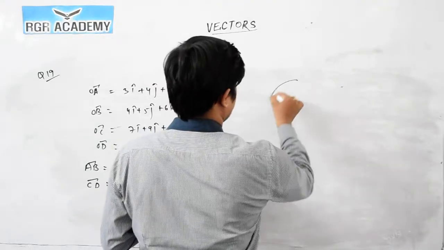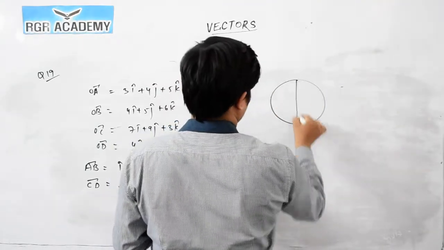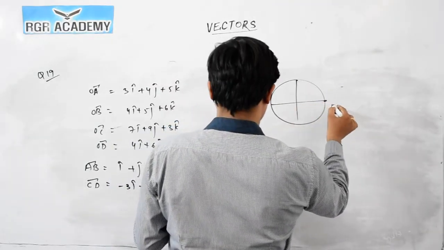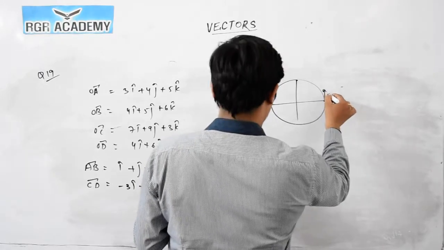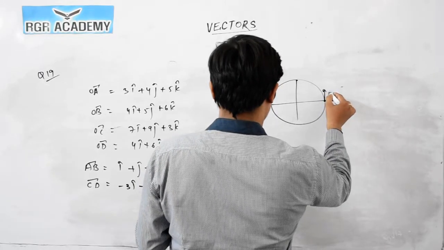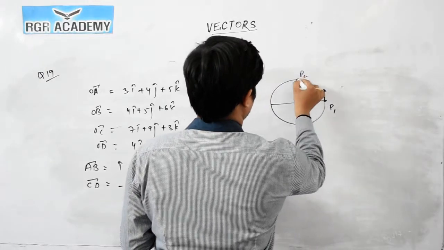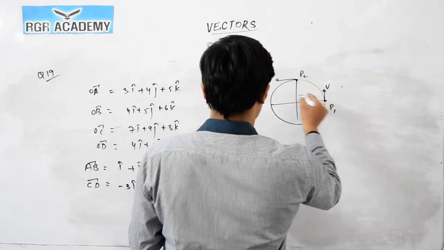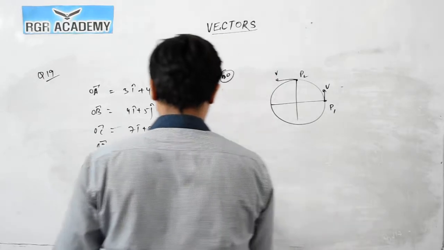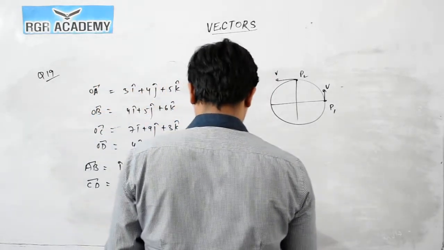See, this type of system is given. This is P1 and here the velocity is V. This is P2. So here the velocity will be in this direction, this is V, and in this case the velocity will be in this direction. Now the change in acceleration.